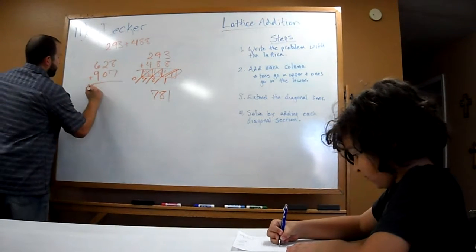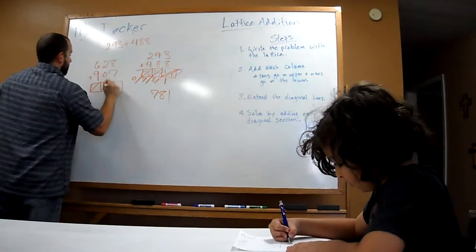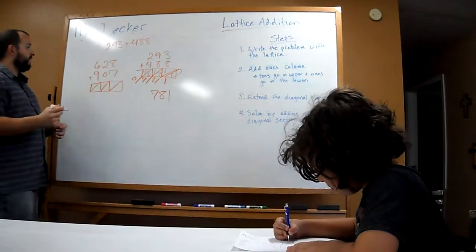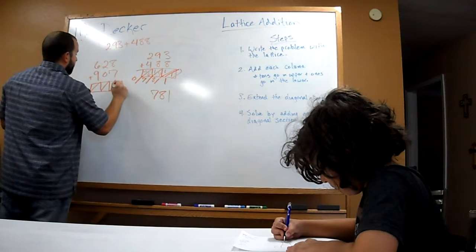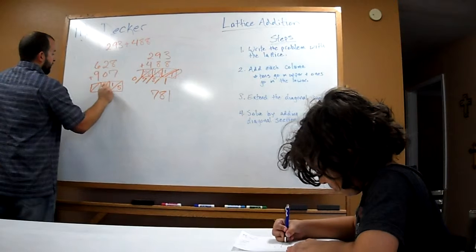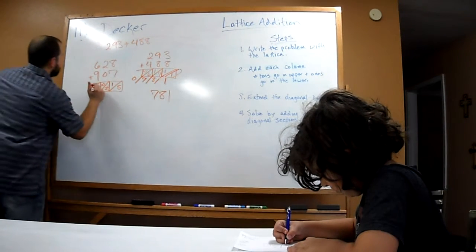Alright, so we went ahead and wrote down our problem. Now we're going to make our lattice. Okay, then we're going to add each column. 8 plus 7 is 15, so 1 10, 5 1s, 2 plus 0 is 2. We have no 10s and 2 1s, and then 6 plus 9 is 15.